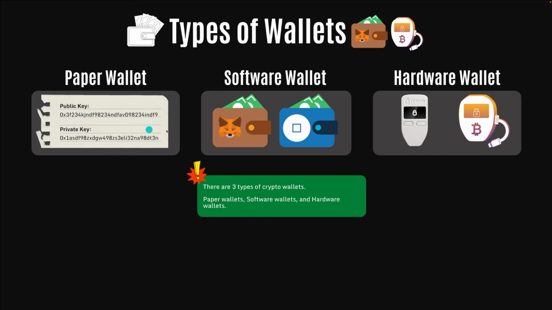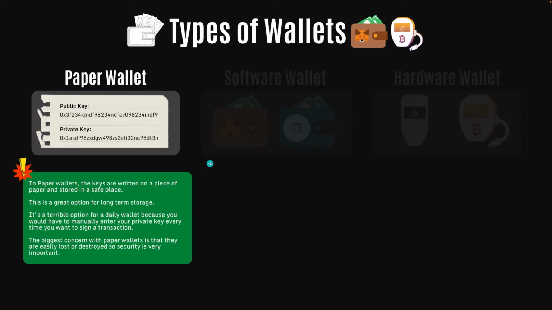You have paper wallets, software wallets, and hardware wallets. The most common type of crypto wallet is a software wallet. In paper wallets, the keys are written on a piece of paper and stored in a safe place. This is a great option for long-term storage, but it's a terrible option for daily wallet use, because you'd have to manually type in this entire string of letters and numbers, which is your private key, anytime you want to sign a transaction. So it's not very practical to use on a daily basis.